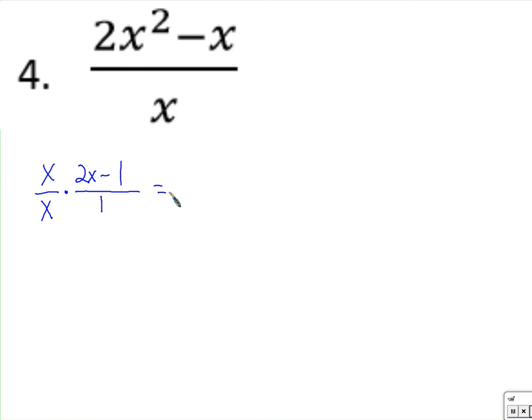Since that's the case, now we have x divided by x is 1. Anything divided by itself is 1. So now we have 2x minus 1 over 1, or 2x minus 1. Technically, what you wanted me to do is cross this out and cross one of those out, but you didn't mention anything about this x.